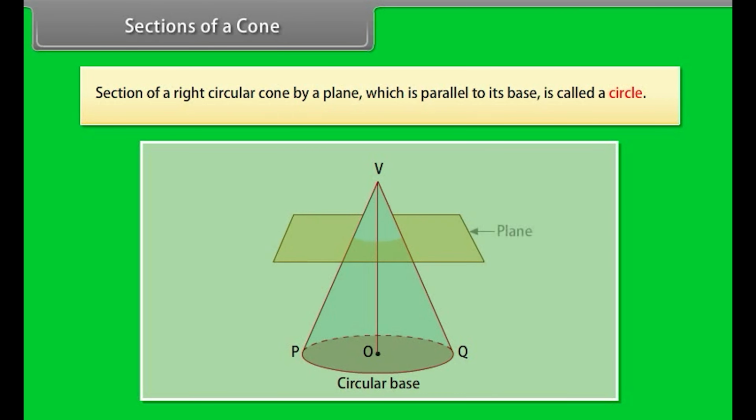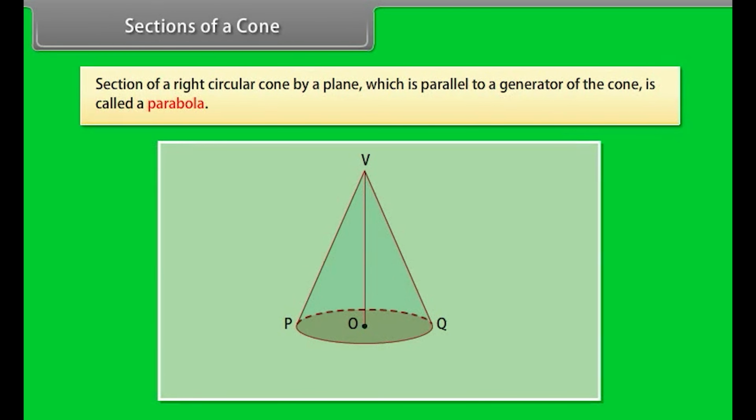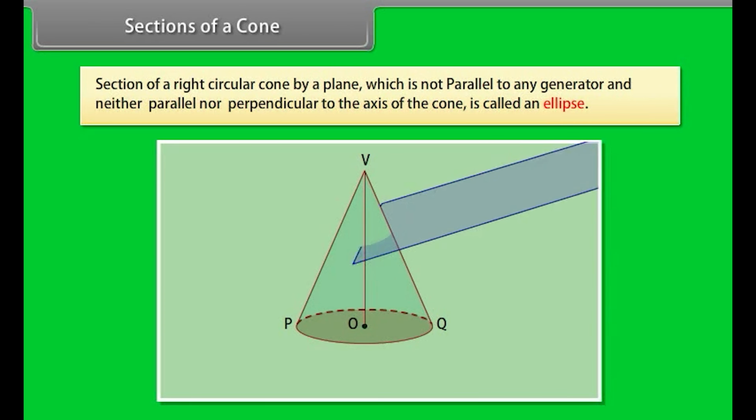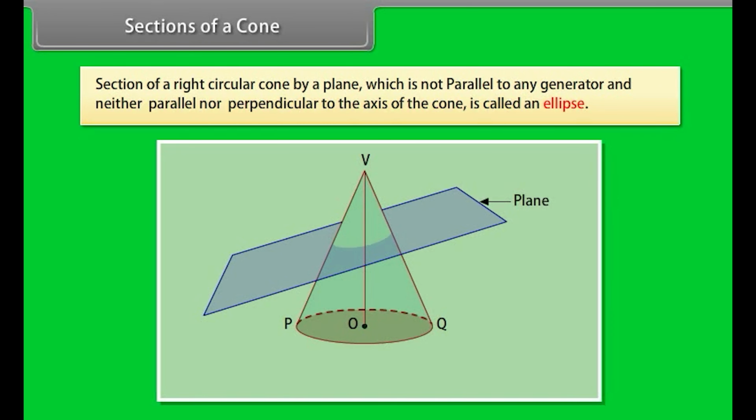Now, we will discuss various sections of a right circular cone. A section of a right circular cone by a plane which is parallel to its base is called a circle. A section of a right circular cone by a plane which is parallel to a generator of the cone is called a parabola.